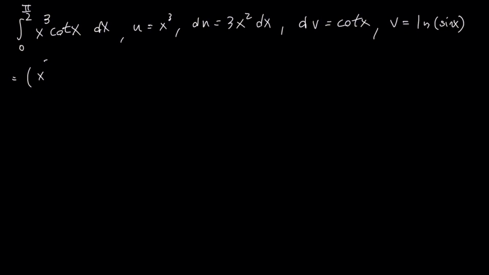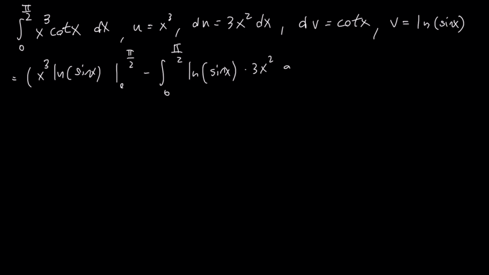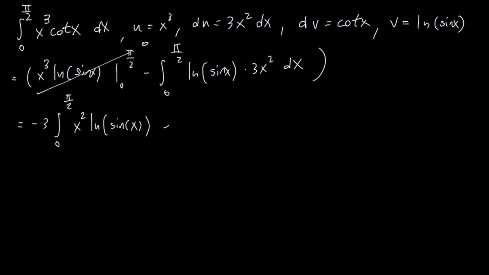So this turns into x cubed, the natural log of the sine of x, from 0 to pi over 2, minus the integral from 0 to pi over 2 of v du, so the natural log of the sine of x times 3x squared dx. And this limit will end up canceling. We can factor out the 3. We have negative 3, the integral from 0 to pi over 2 of x squared, the natural log of the sine of x dx. And from here we'll make a substitution.